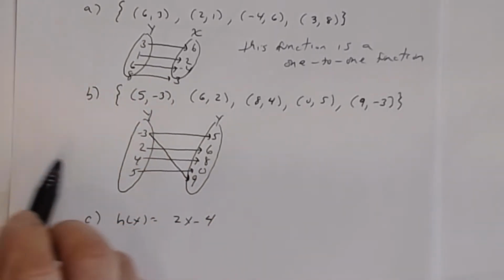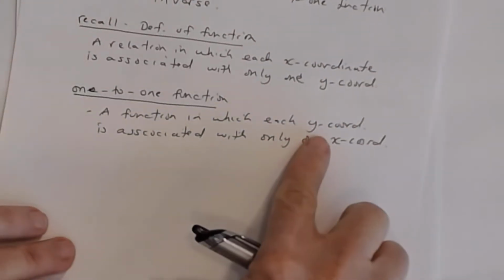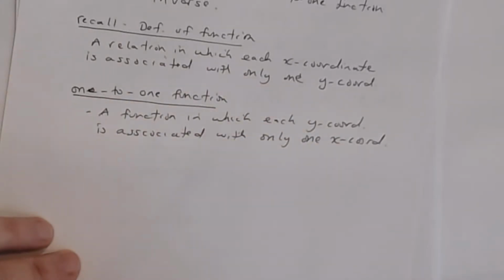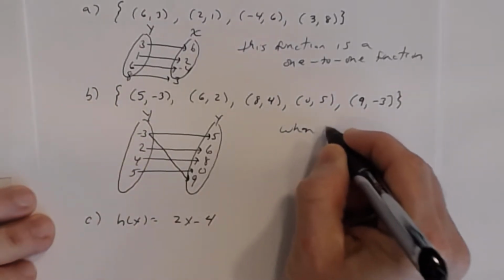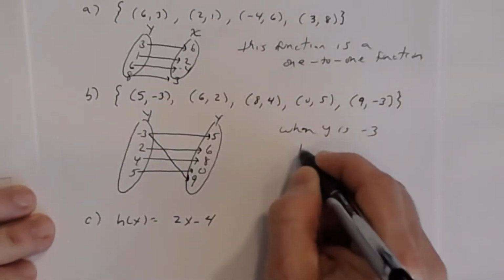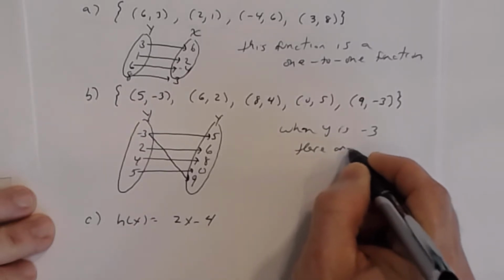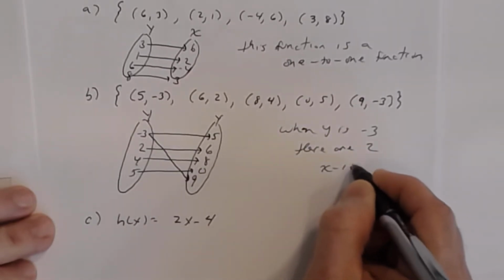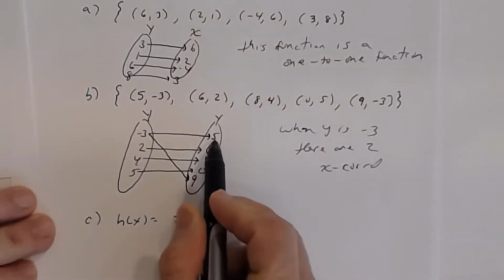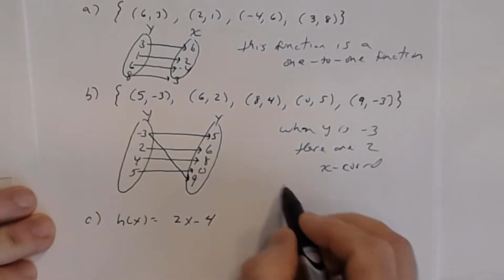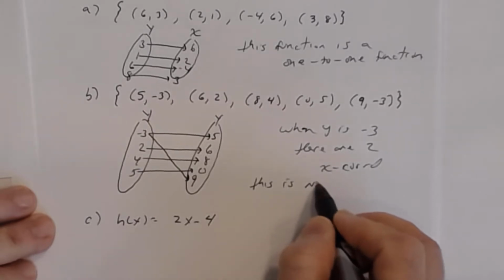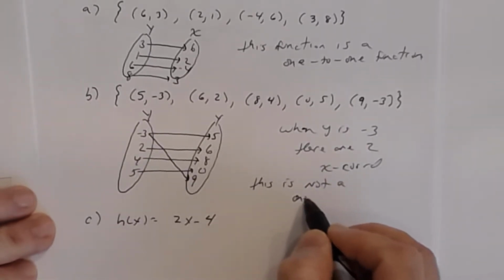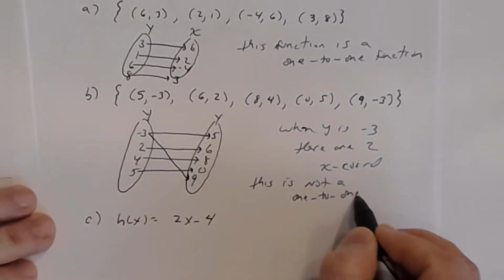All right, now remember, it says for each y coordinate, you can only have one x coordinate for a one-to-one function. So notice when y is negative 3, there are two x coordinates, 5 and 9. So this means that this is not a one-to-one function.